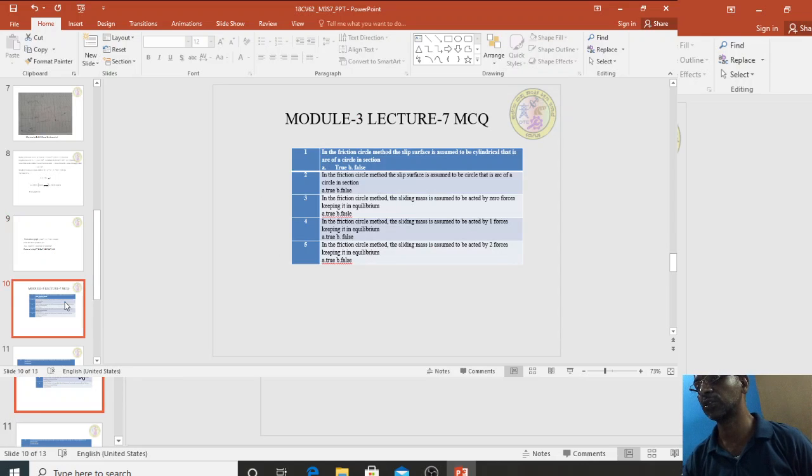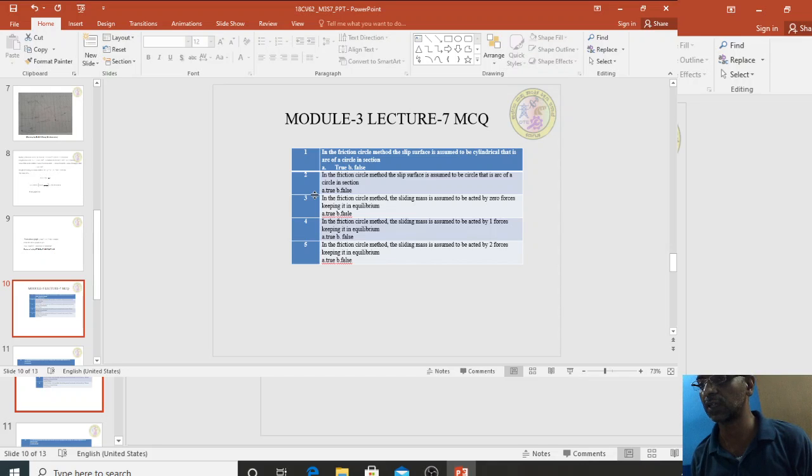Coming to the MCQ question: in a friction circle method, the slip surface is assumed to be cylindrical, that is the arc of a circle in section. That is true. In the friction circle method, the sliding mass is assumed to be acted on by zero forces keeping it in equilibrium: false. In a friction circle method, the sliding mass is assumed to be acted on by one force: that is false. It is acted on by three forces.